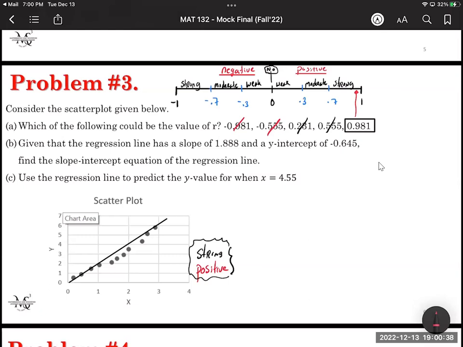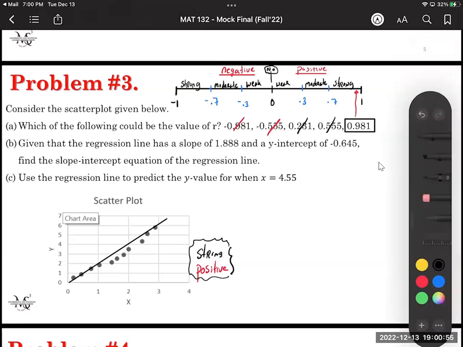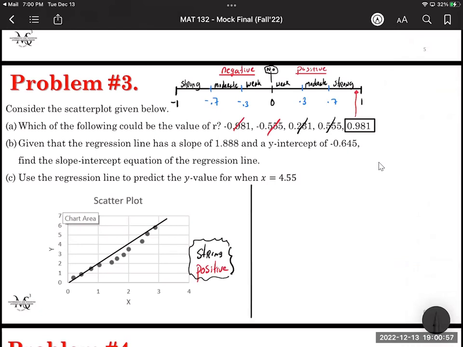Okay, now we move on to part B. Part B says to write the equation of a regression line. This equation that I'm going to write for part B is no different from what you probably saw in high school. It's called y hat equals b1 times x plus b naught, where b1 is the same thing as saying m.